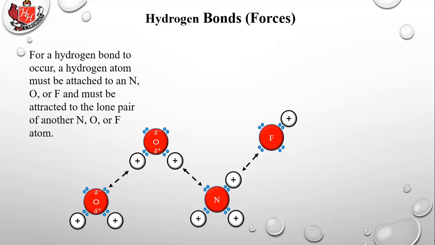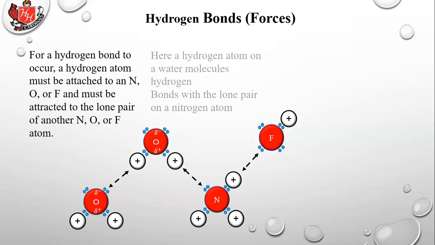So let me start the reading again. For a hydrogen bond to occur, a hydrogen atom must be attached to a nitrogen, oxygen, or fluorine, and it must be attracted to the lone pair of another nitrogen, oxygen, or fluorine. So you need to memorize that sentence, okay? It's got to be really clear what is and what is not a hydrogen bond. So we have kind of a mix and match here that we'll look at.